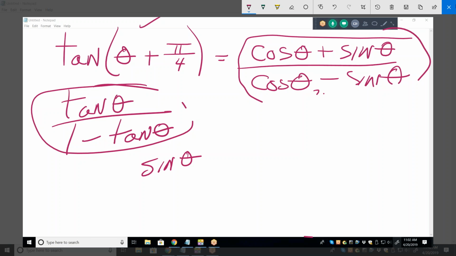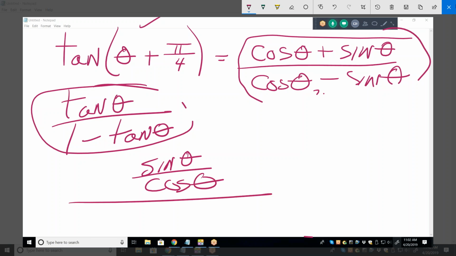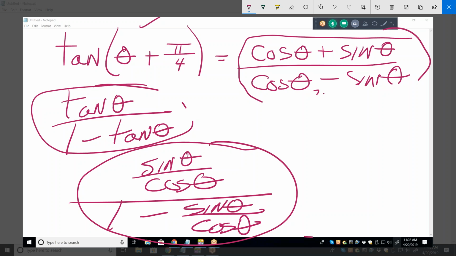Sine of theta over cosine of theta. So that's the numerator. Right. 1 minus sine of theta over cosine of theta. Now notice that everything on the left is in terms of sine and cosine. Everything on the right is in terms of sine and cosine. I'll bet if we do the algebra here, we'll end up with exactly what we're looking at.